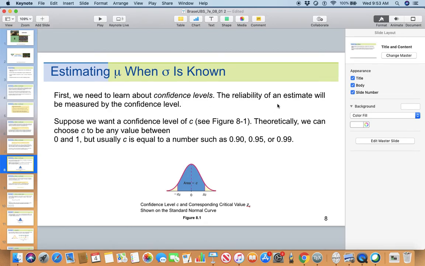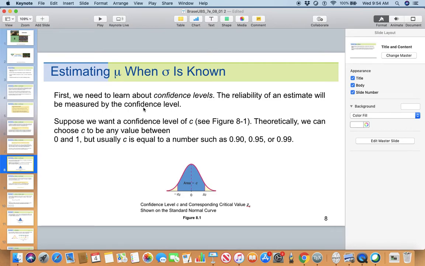The reliability of an estimate will be measured by confidence level. So if you tell me you estimate the average income in New York City to be, I don't know, $105,000 yearly income, I'm going to ask you, how confident are you? How do you know it's not higher, or not lower, and so on? So you have to give me a certain confidence level.